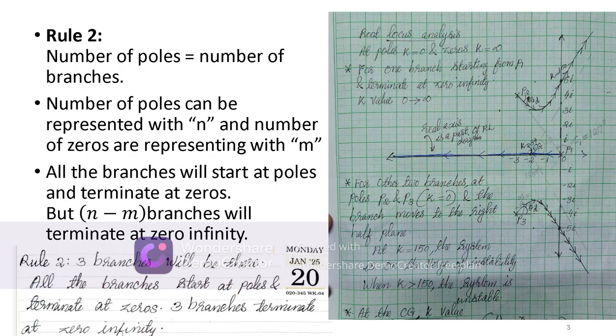So I'm getting one more piece of information. There will be three branches, and all the branches will start at poles and terminate at infinity, because here there are no zeros. Therefore, all the branches will terminate at infinity.